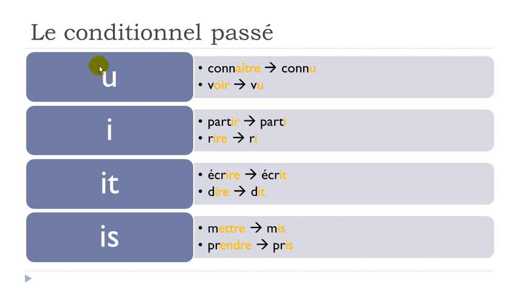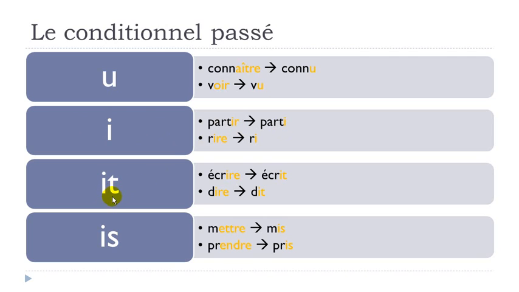So subgroups here, talking about the ones ending with U, okay? So for example, connaître, to know, will become connu, okay? Voir, to see, will become vu, okay? Ending with I, partir, will become parti. Partir is to leave. Rire, to laugh, will become ri, okay?